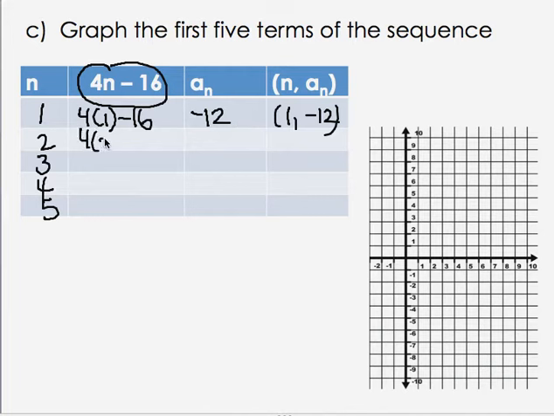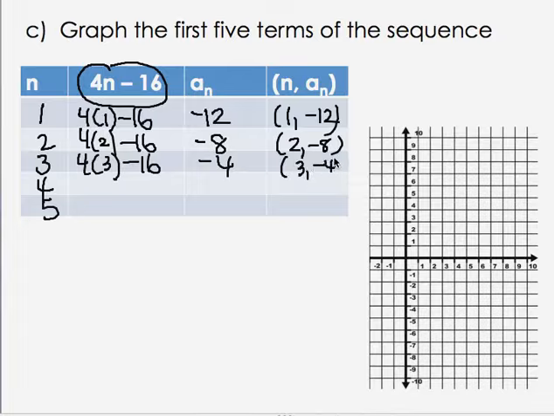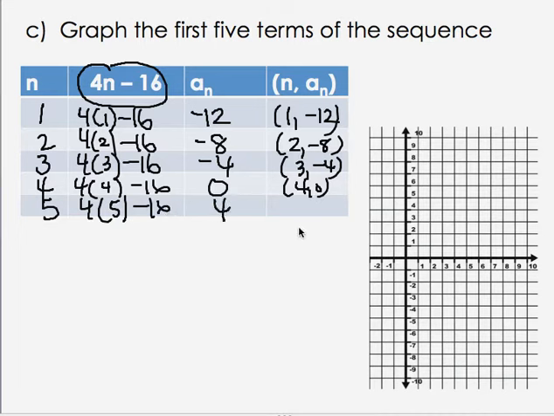Then I can do 4 times 2 minus 16, or 8 minus 16, which is negative 8. So our point there is 2, negative 8. And 4 times 3 minus 16, 12 minus 16 is negative 4. It's going to give us 3, negative 4. 4 times 4 minus 16, 16 minus 16 is 0. So 4, 0. And then 4 times 5 minus 16, or 20 minus 16, which is positive 4. So 5 comma 4.